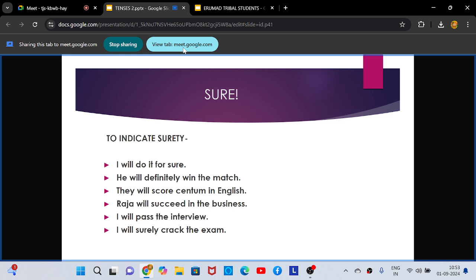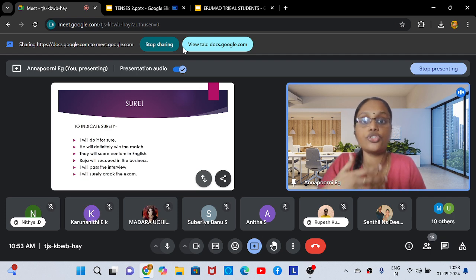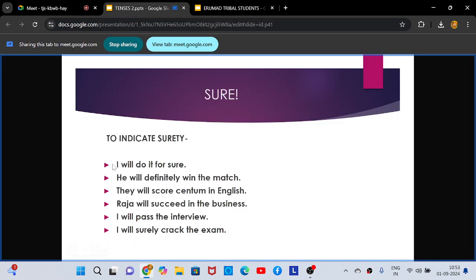Similarly, Raja will succeed in the business. Means Raja will definitely win, or he will definitely become successful in running a business. Then I will pass the interview. I will surely crack the exam. Cracking the exam means to score good marks in the exam, to pass with a good score in the exams. So for all these sentences we are using will because it is more powerful than shall.